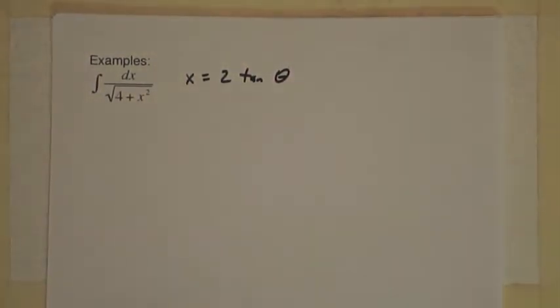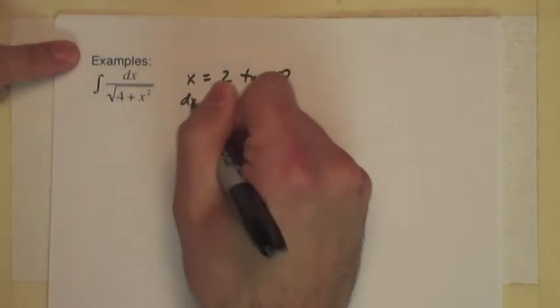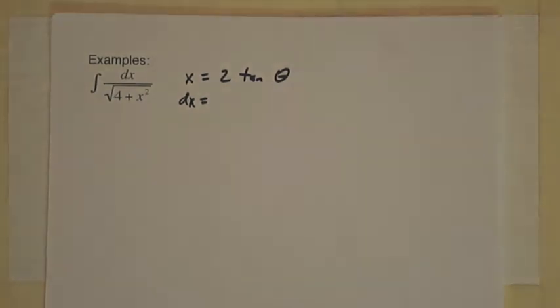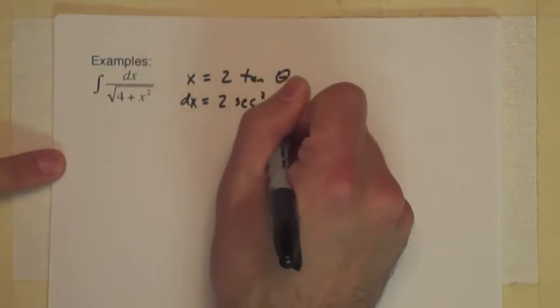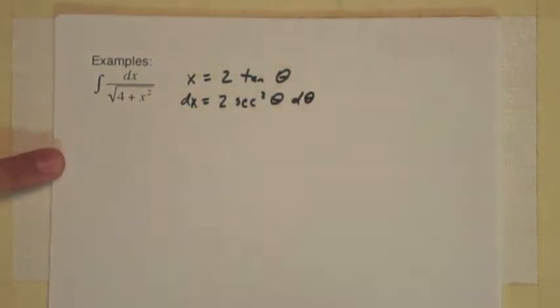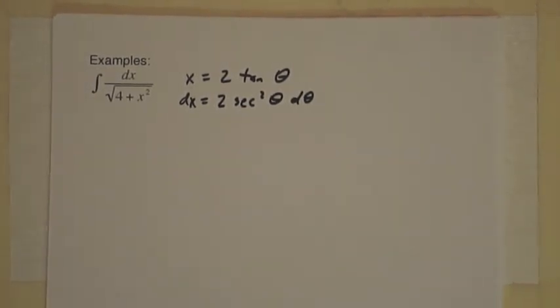If x is 2 tan theta, we're going to have to find a substitute for dx in order to write this whole thing in terms of theta. So what is the derivative of x? If x is 2 tan theta, the derivative is 2 secant squared theta d theta. Again, for these, you kind of have to have those trig integrals and derivatives memorized.